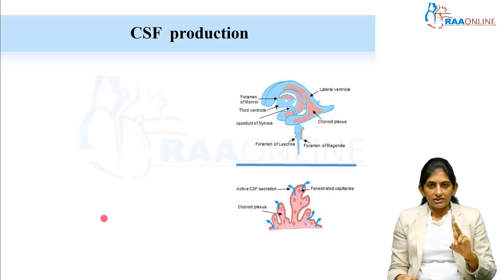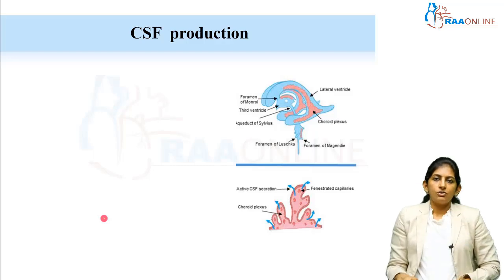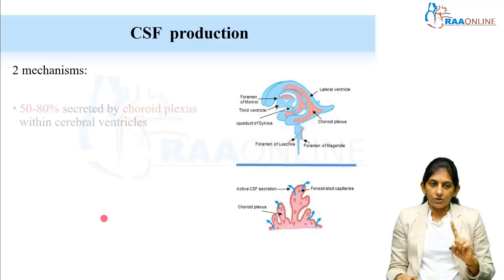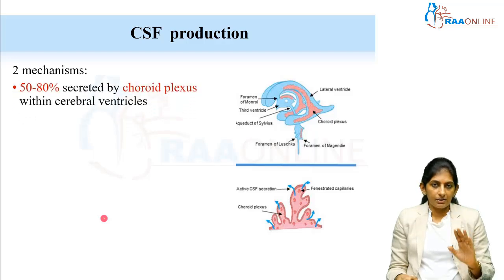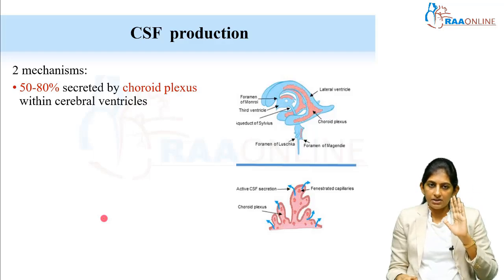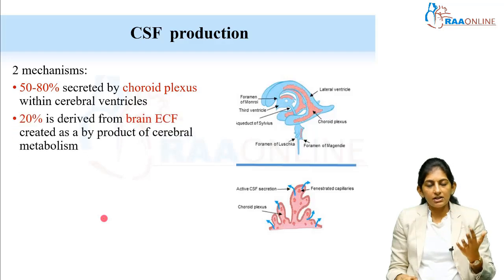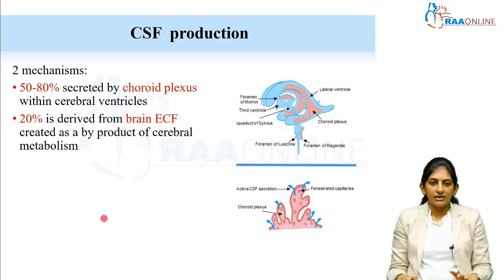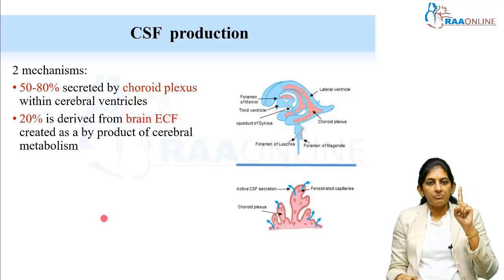So, we will see 2 slides. One is about production and one is about absorption of CSF. All this you know, it is all physiology only, so just the important points. CSF is produced by 2 mechanisms. One, we know it is secreted by the choroid plexus, which is the lining cells of the ventricles, right? 80% is by the choroid plexus. 20% is by the extracellular fluid inside the brain parenchyma, and because of the cerebral metabolism, it is derived as a byproduct. Okay.